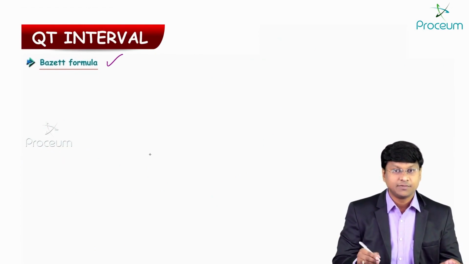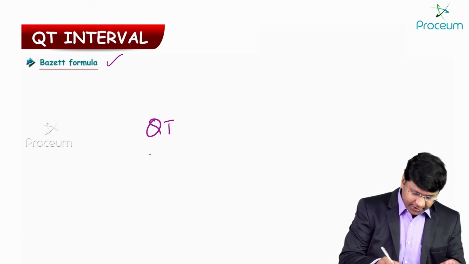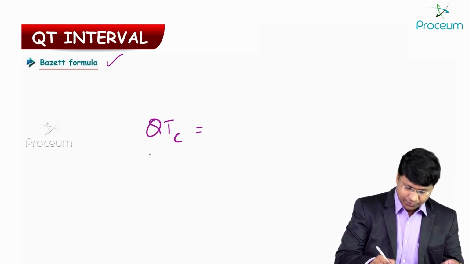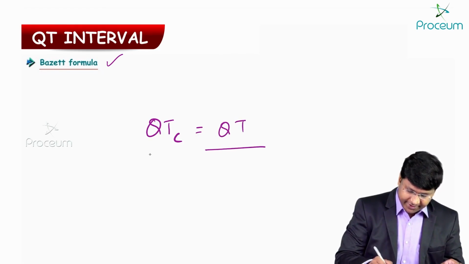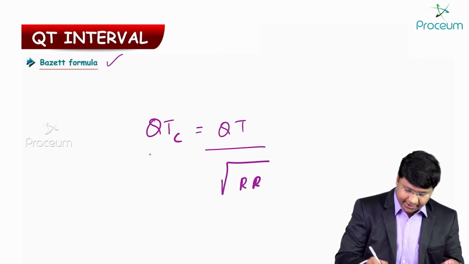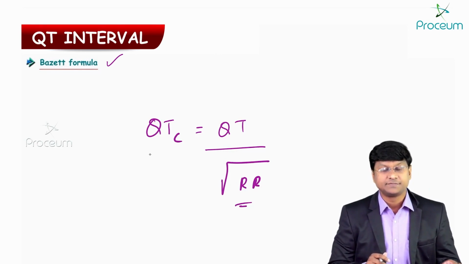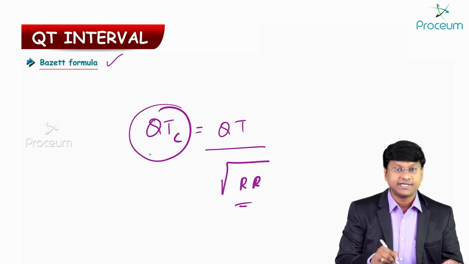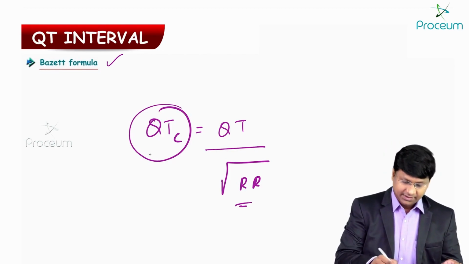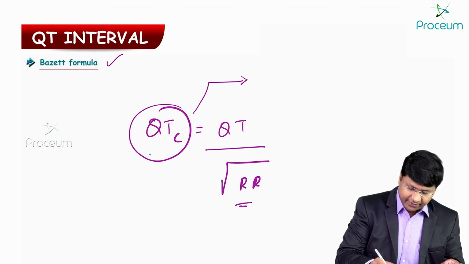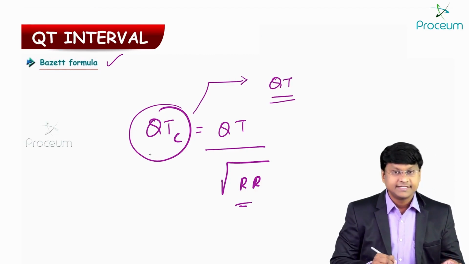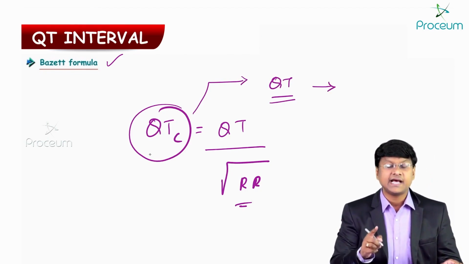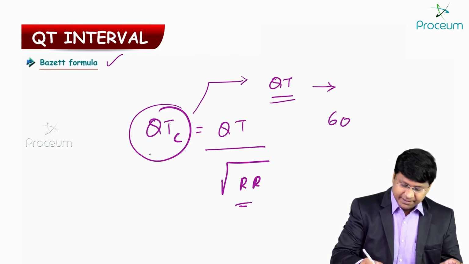So what is Bézet's formula? The corrected QT interval is equal to QT divided by root of RR interval. So what is the purpose of this corrected QT interval? The corrected QT interval, that is QTC, C means corrected. This will estimate the QT interval at a standard heart rate of 60 beats per minute.